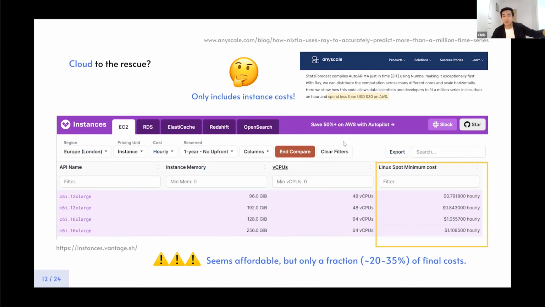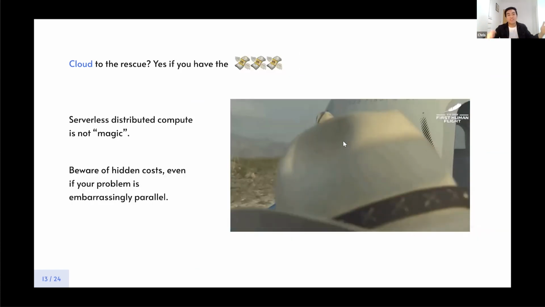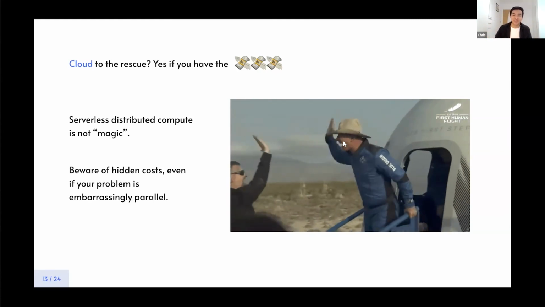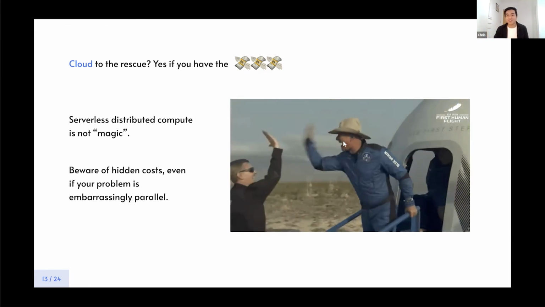Every single transfer costs money. Every single serialization and deserialization operation in this entire system, and don't forget, every single task has to be serialized and deserialized across the distributed system. That also costs money. And so all I'm saying is, cloud to the rescue, maybe, if you have the money. And this is why we're probably all going to end up funding Jeff Bezos' second trip to space.